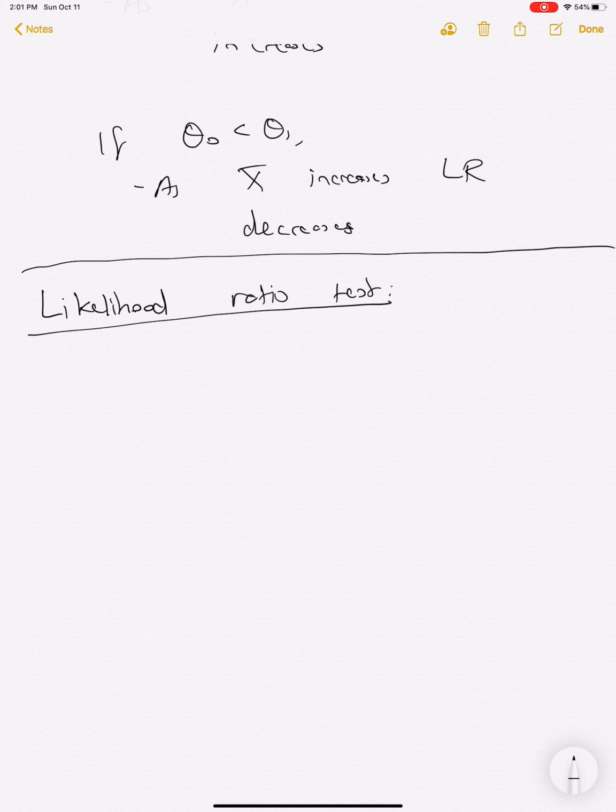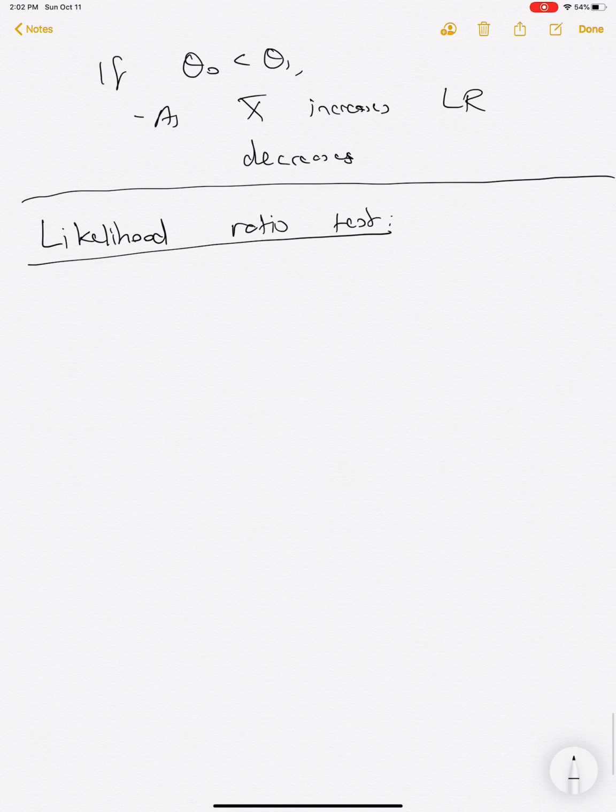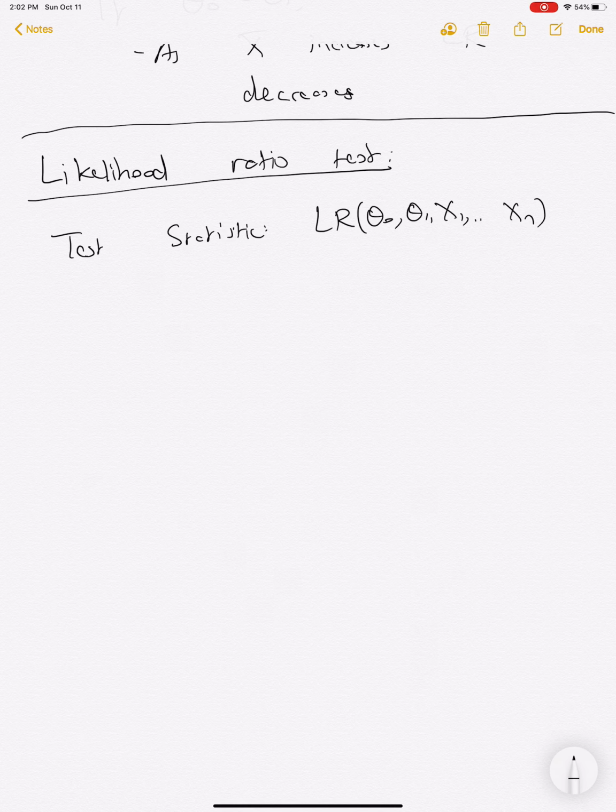So the likelihood ratio test: we have our test statistic, which is the likelihood ratio. Once again, remember that we're only talking about the cases where the null and alternative are simple for now. We'll move on to the more complicated cases where things are composite a little bit later. So this is our test statistic.